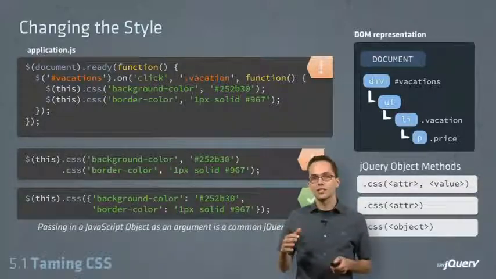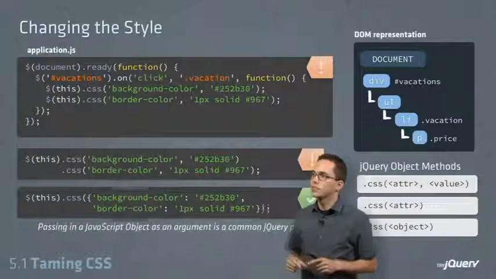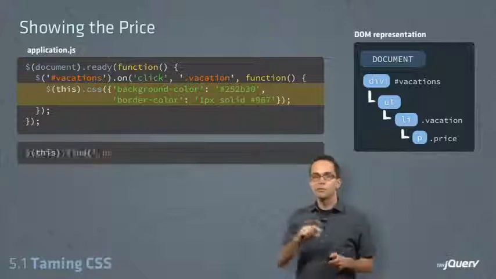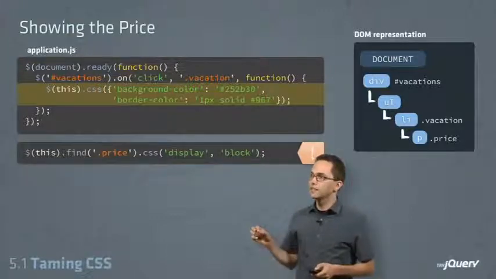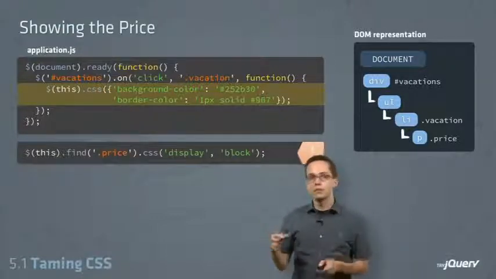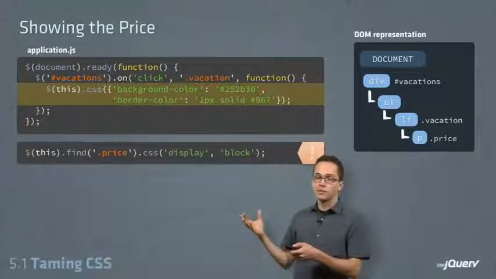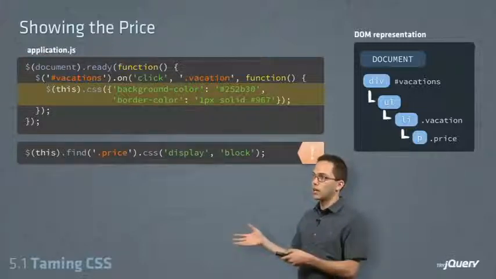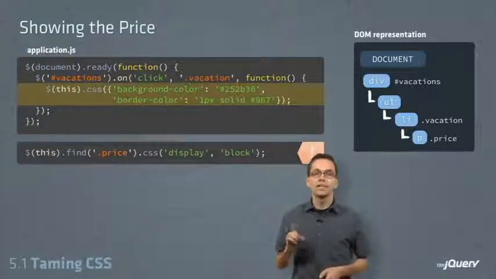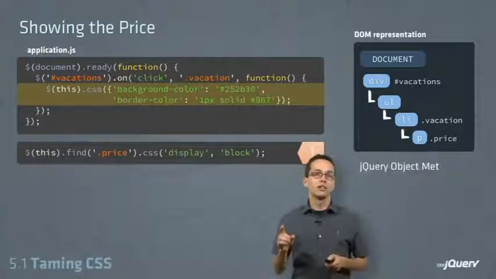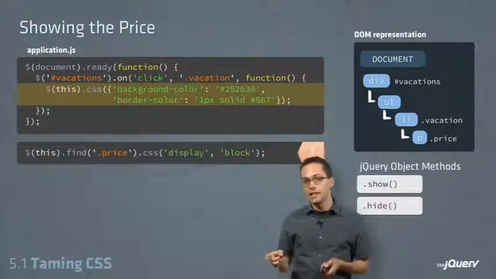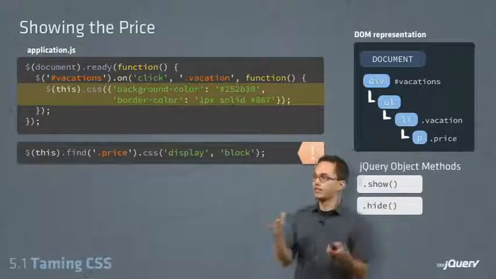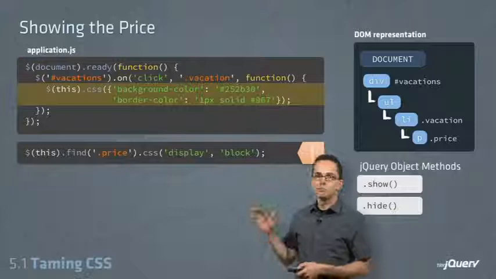Now, when our vacations are clicked, we want to show the price for that vacation. So we're going to take this, which is the current li that was clicked, and we're going to find inside of it the price class, and then we want to display it. One way we can get it to display is changing it from display none to display block. However, there's a better way to do that. jQuery gives you two methods, one called show and one called hide, and they basically do the same thing. They change it between display none and display block. But they're a little bit easier to use.